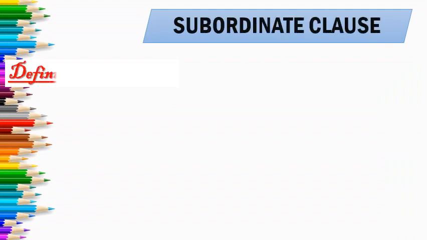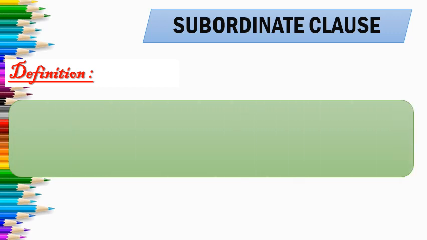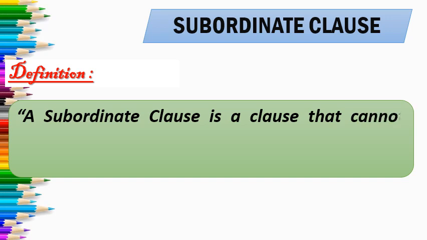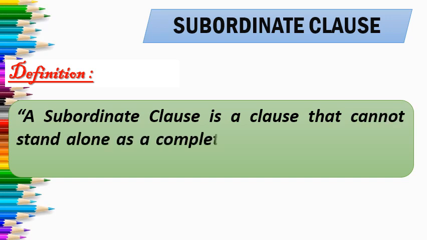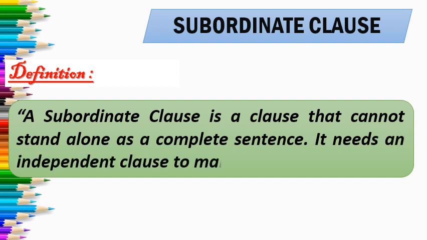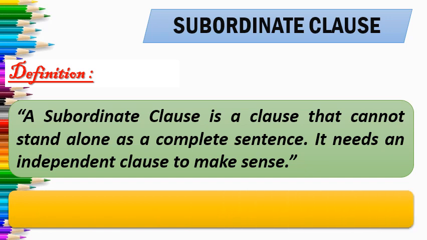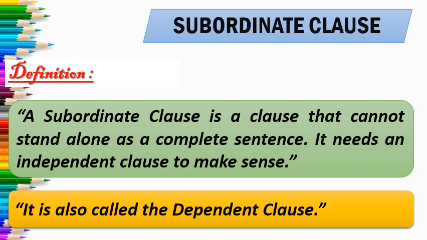Now let us see what is the meaning or definition of subordinate clause. A subordinate clause is a clause that cannot stand alone as a complete sentence. It needs an independent clause to make sense. It is also called the dependent clause, or we can say a dependent clause cannot function on its own because it leaves an idea or thought unfinished.